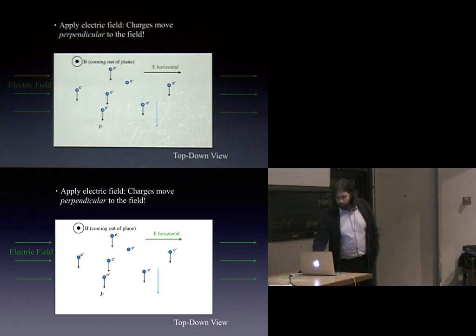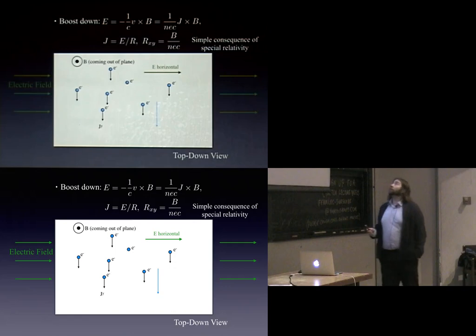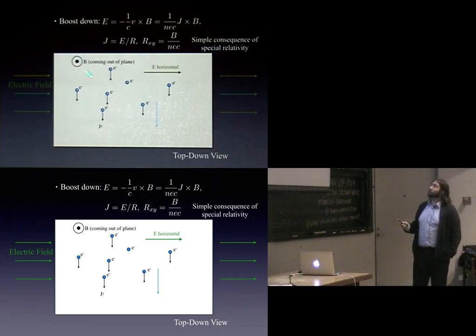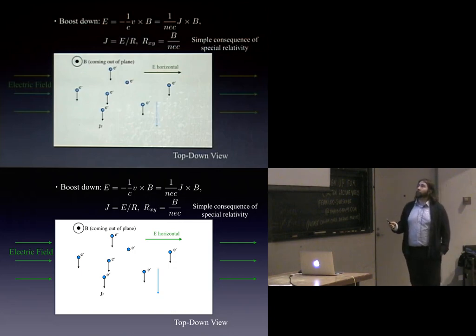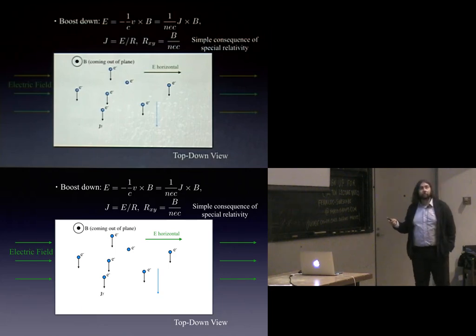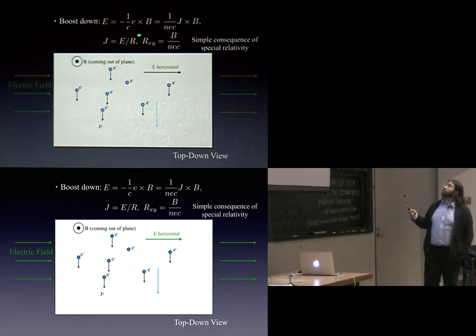And it turns out, some people in the audience may in fact know this, this is actually just a simple consequence of special relativity, because I can go from the state with just a magnetic field to a state with a magnetic and electric field by doing a special relativistic boost. If I boost down, that means the electrons are moving down. But if you look at Maxwell's equations, if I boost, you end up getting a cross product for what the electric field looks like. So B is coming out of the plane, v is going down, and so if you remember the right-hand rule, that means the electric field is pointing to the left.